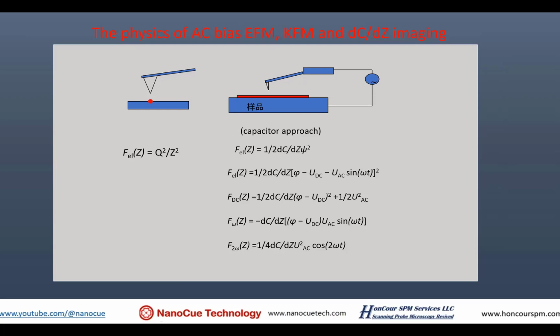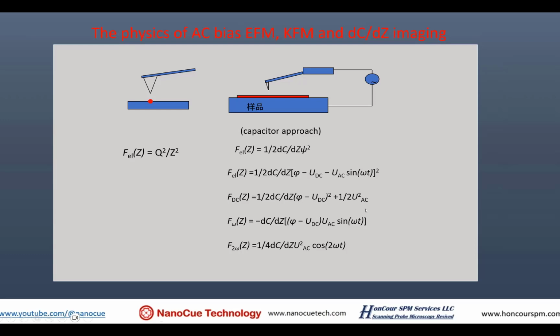What if we put a feedback loop here? We can put a feedback loop to control the UDC so that this force is near zero. It's nullified. Using feedback, we change UDC so this F omega is minimal, is zero basically. When that happens, you know that the DC component of the bias to the tip is actually equal to the potential in the sample. You output this signal to another channel, and this channel is your surface potential imaging.